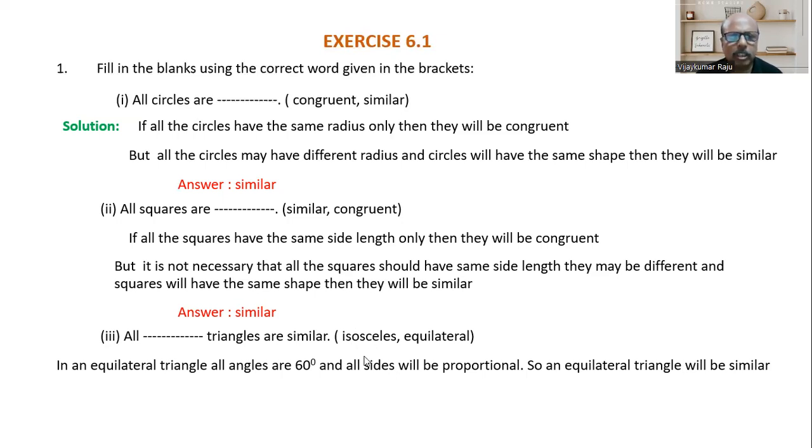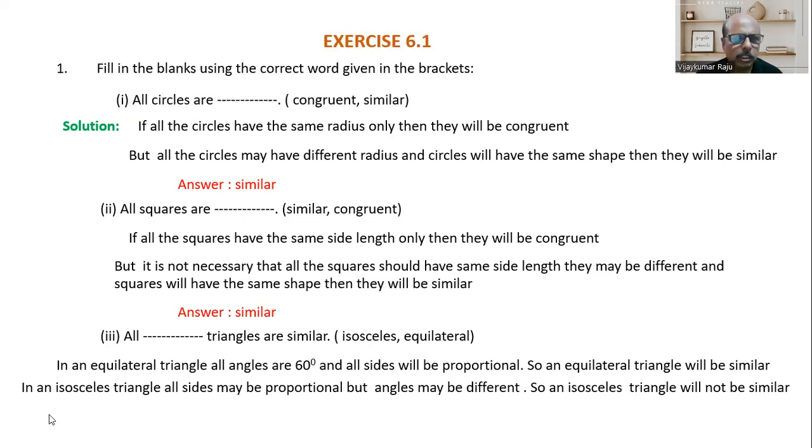Then let us see the case for the isosceles. In an isosceles triangle, the sides may be proportional, but the angles may be different. In an isosceles triangle, two sides must be equal, but the angles are not necessarily equal. So isosceles triangles will not be similar for all types of isosceles. So your answer is it should be an equilateral triangle. In an equilateral triangle, it will be similar.